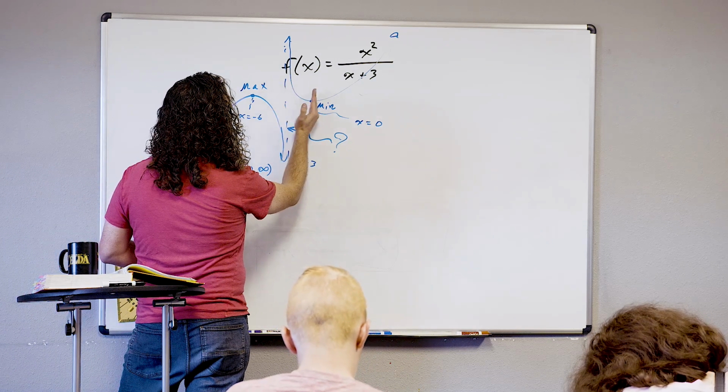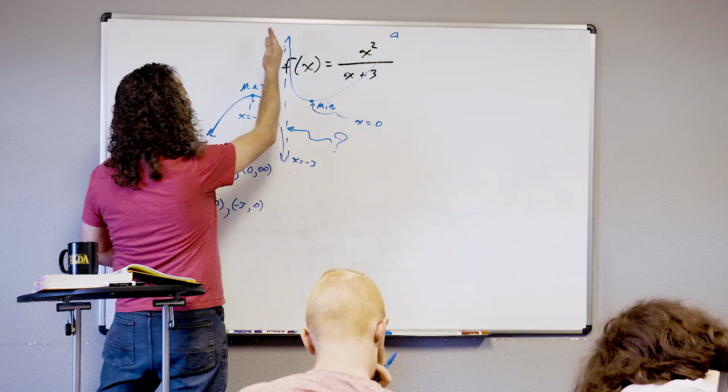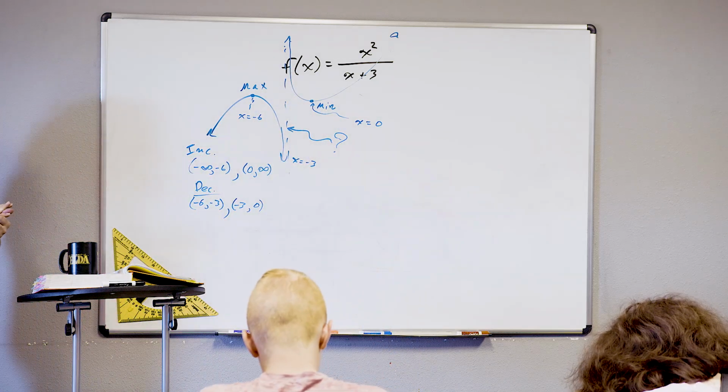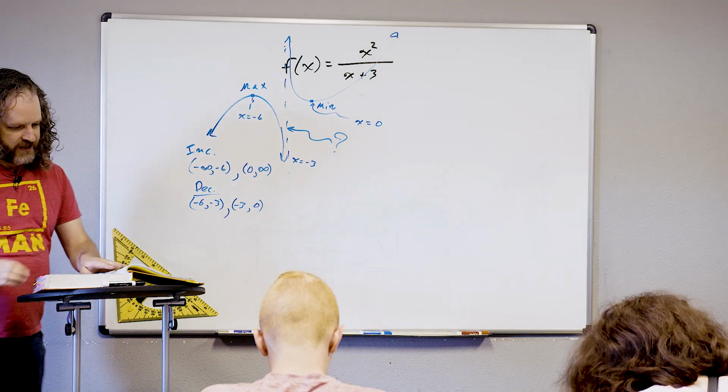I'm confused on the decrease from -3 to 0. That's from here to here. So it's still going down from that part, right? Yep.